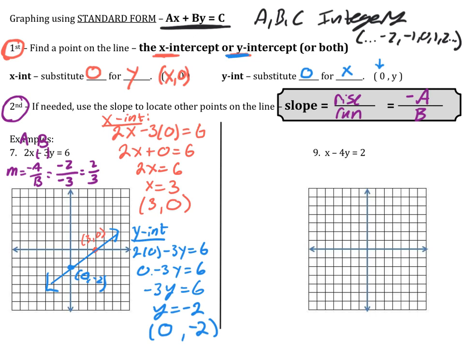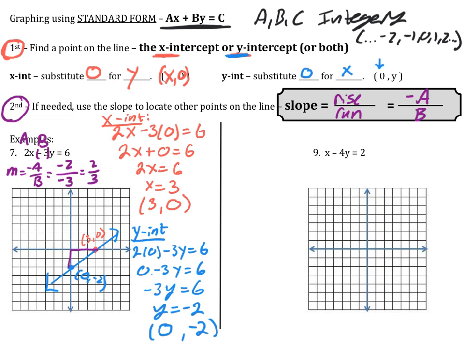So I'm going to go on my graph and I'm going to use that slope. So if I start at this point that I already found, my (0, -2), if I go up 2, right 3, oh, I get to my other point. That tells me, hey, I graphed this correctly.